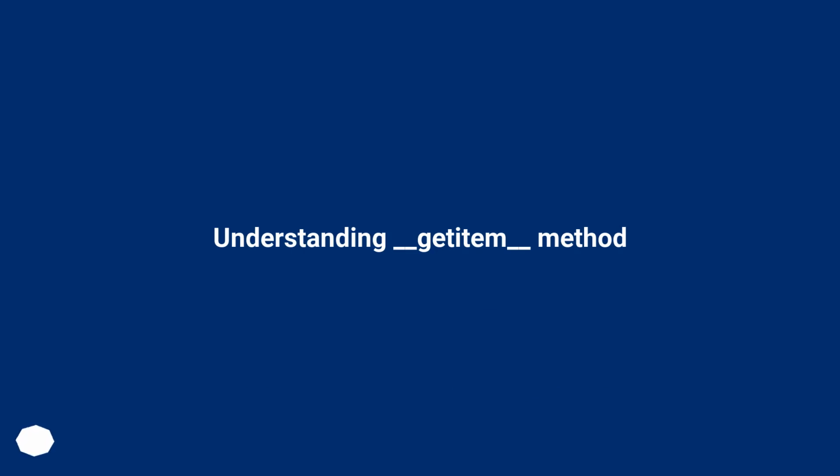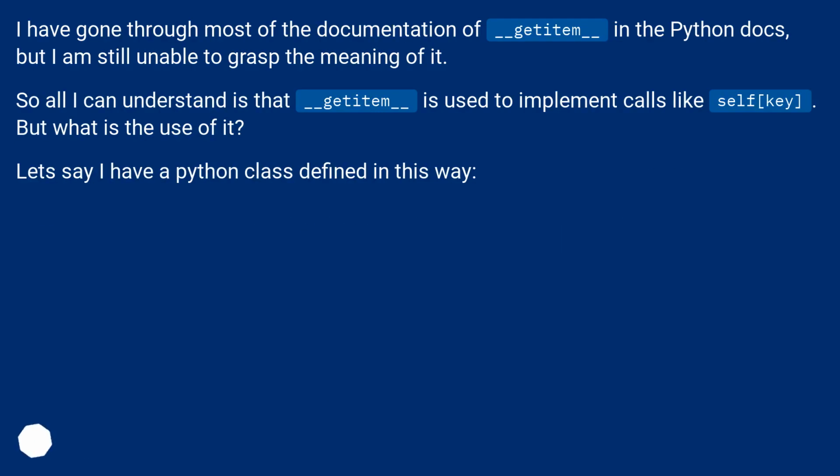Understanding the __getitem__ method. I have gone through most of the documentation of __getitem__ in the Python docs, but I am still unable to grasp the meaning of it. So all I can understand is that __getitem__ is used to implement calls like self[key]. But what is the use of it?